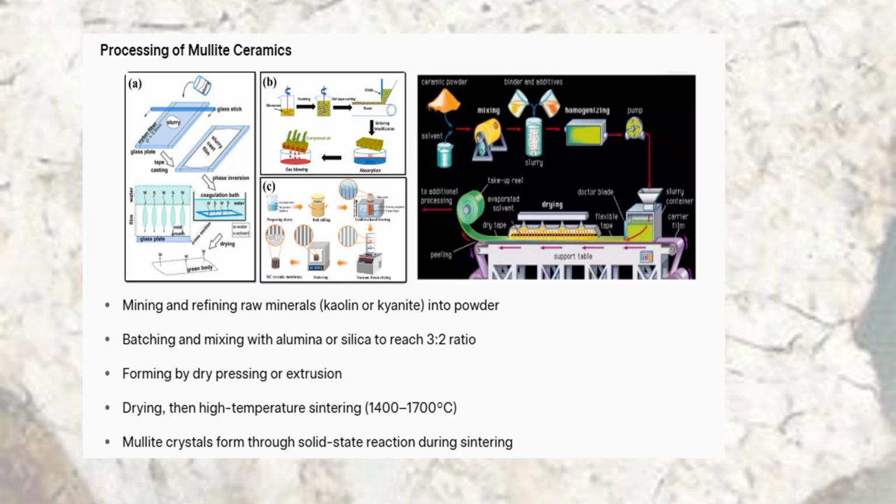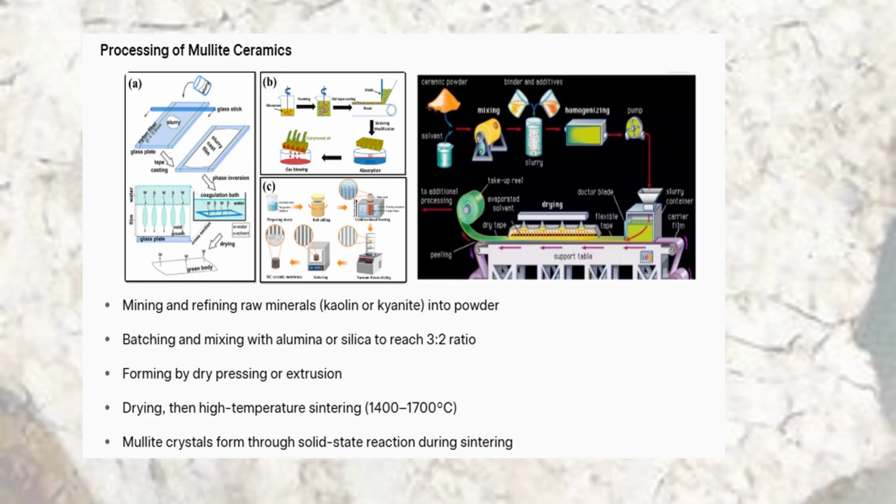Here are the main manufacturing steps for Mullite ceramics. First, the raw minerals are mined and refined into fine powder. Then we carefully batch and mix them with alumina or silica to reach a 3:2 ratio.